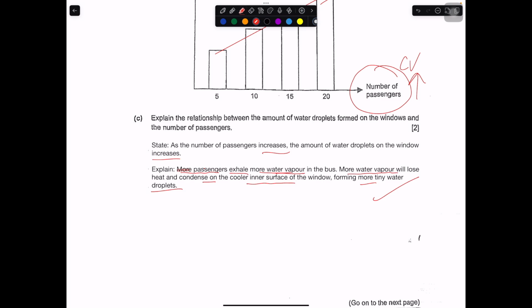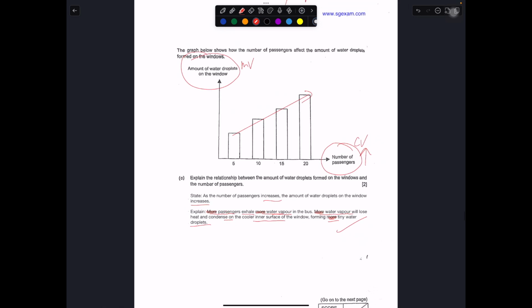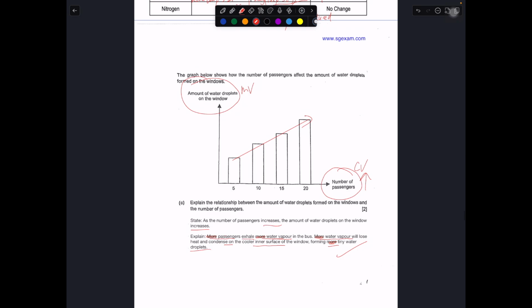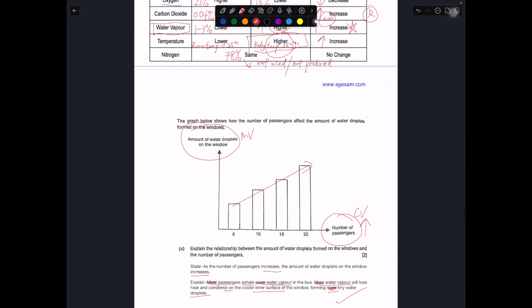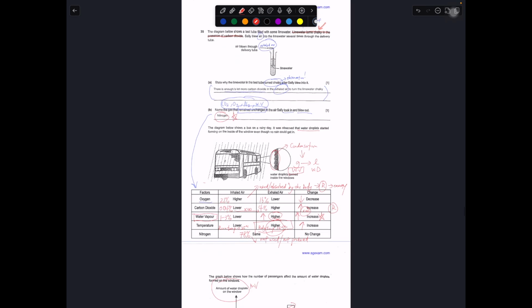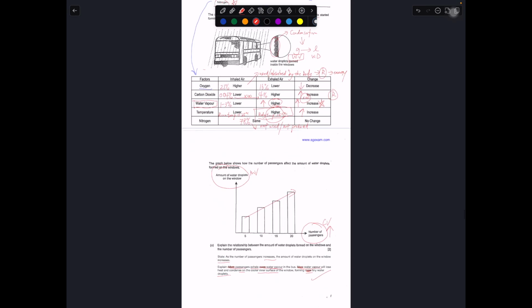The most important part is to put in the comparative adjective. More passengers, more water vapor; more water vapor, more water droplets. This is more about how to answer these questions, and these two parts are really related. Let me scroll back so you can take a look at the answer. This is up, this is down. Okay, thank you very much.